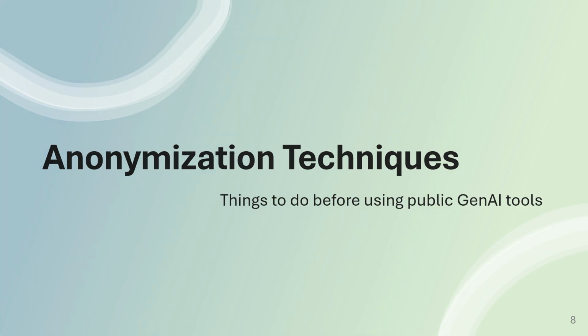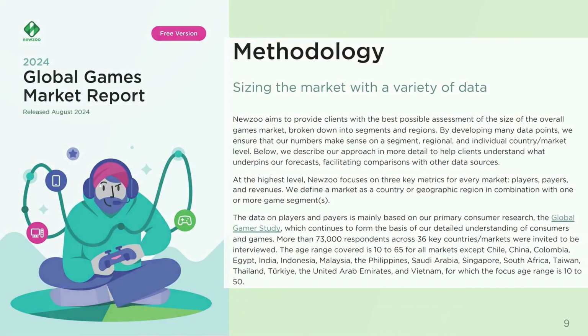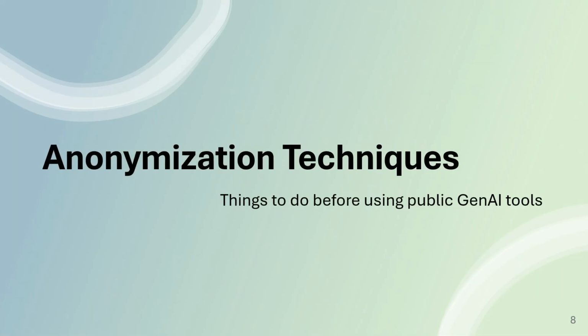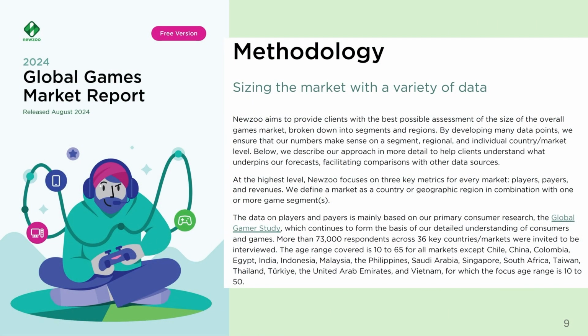First one is obviously the anonymization techniques that I think everybody should know here. Let me give you an example. Let's say I've got this market report from a company, in this case a global game market report. I would like to use this methodology chapter, but I'm just showing three paragraphs here. We know there are going to be some privacy issues, or maybe you don't want the students to know exactly what you are using.